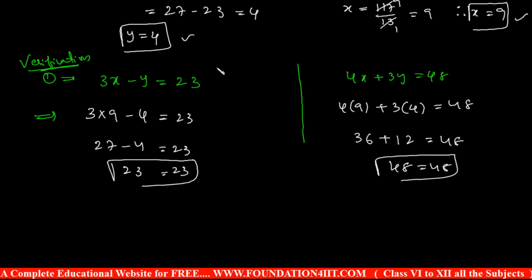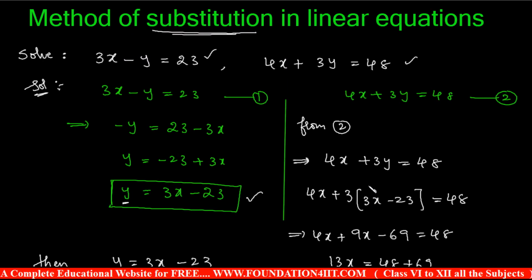LHS and RHS match. That means this equation is satisfied by these two common solutions. Therefore 9 comma 4 is the required solution. This is the solution for both of the system of linear equations. So this is one of the methods, just finding one variable value and substituting in another one. This is called the substitution method.